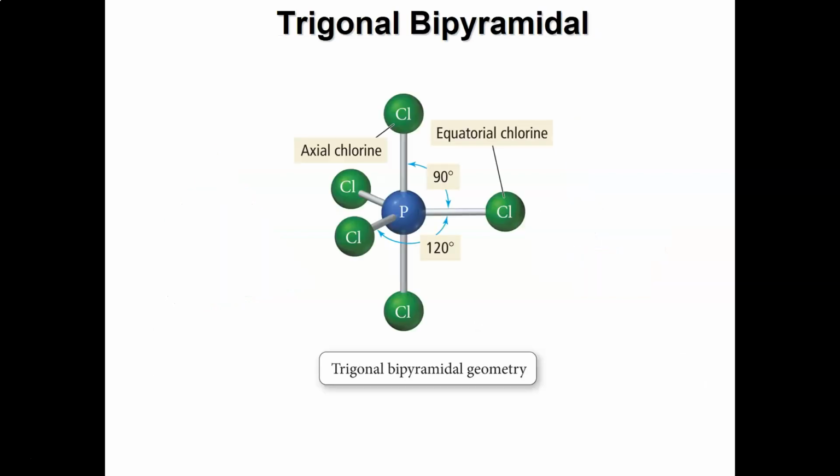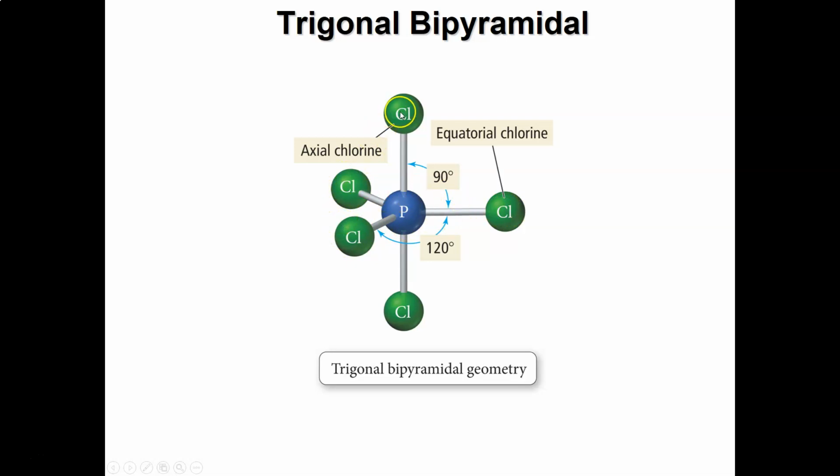The next is trigonal bipyramidal. When I look at this shape, if you look right in the middle here, do you see that triangle shape between these three chlorines?